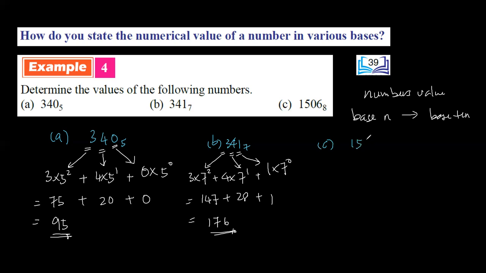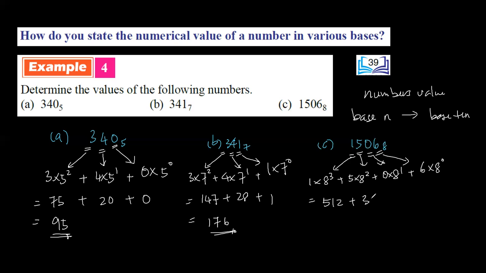C, 1506 base 8. 6, the digit value is 6 times 8 to the power 0. 0 is 0 times 8 to the power of 1. And 5 is 5 times 8 to the power 2. 1 is 1 times 8 to the power 3. So we add them up together. 512. 5 times 64 is 320. 0 times anything is 0. And then 6 times 1 is 6. Add them up together, the number value is 838.